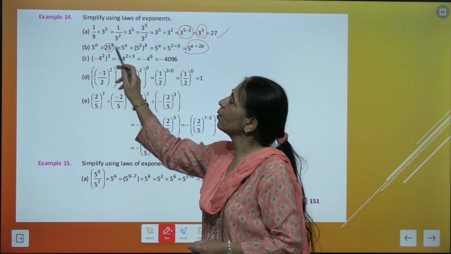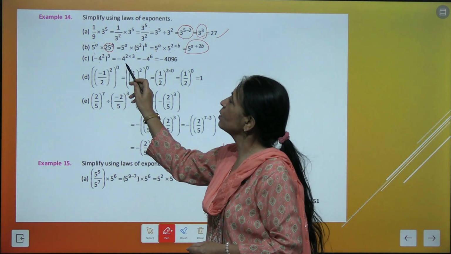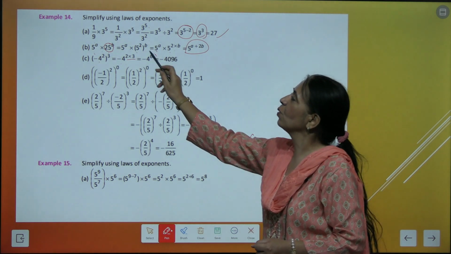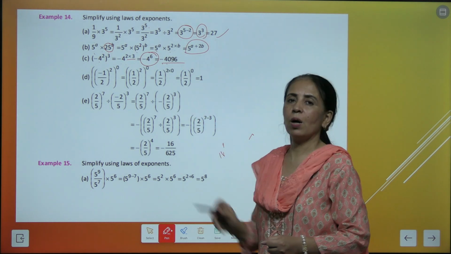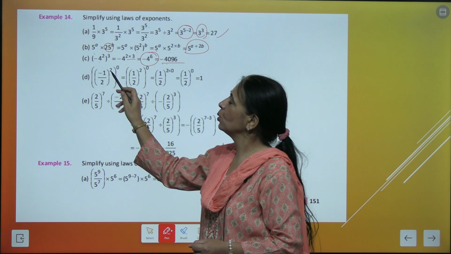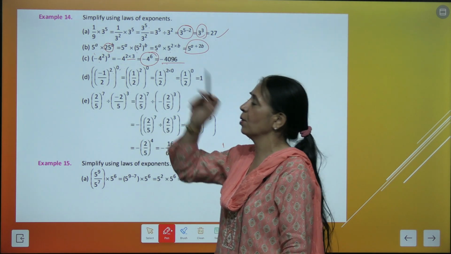Minus 4 square raised to the power 3. This is power of power. So we get minus 4 raised to the power 2 multiply 3, and you get minus 4 raised to the power 6, which is equal to minus 4096. Next example is minus 1 upon 2 raised to the power 0, raised to the power 2 raised to the power 0. Got it?